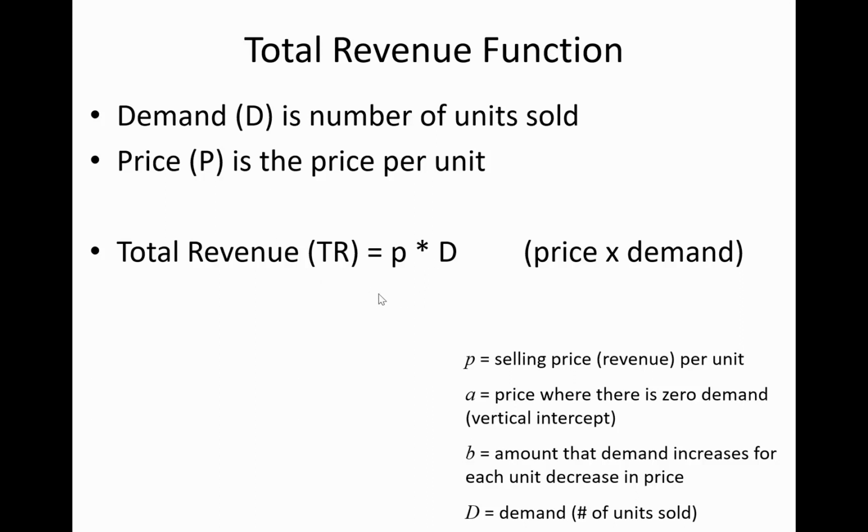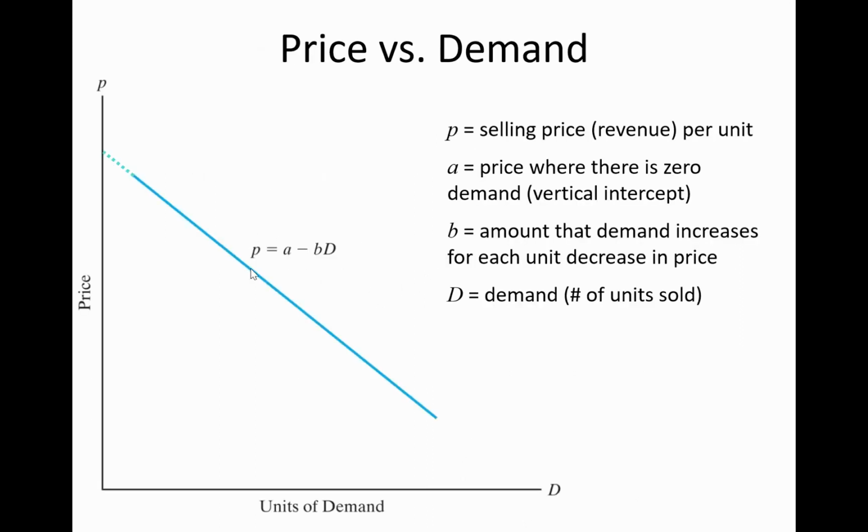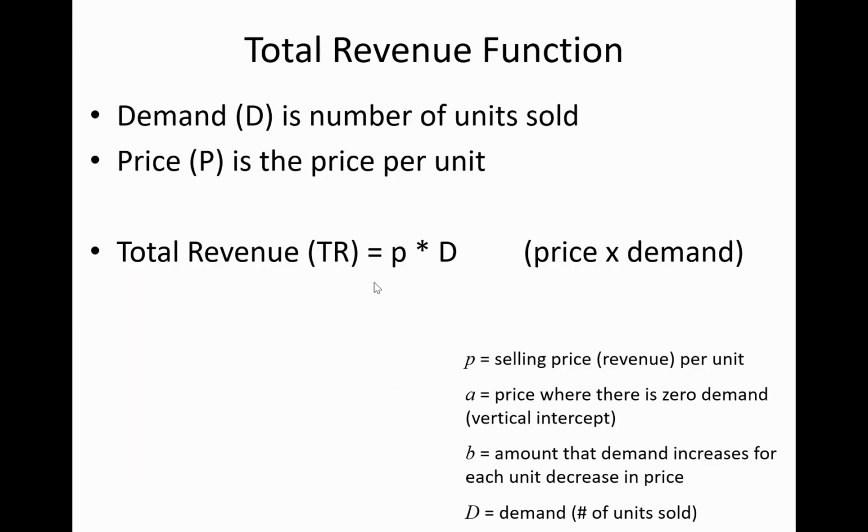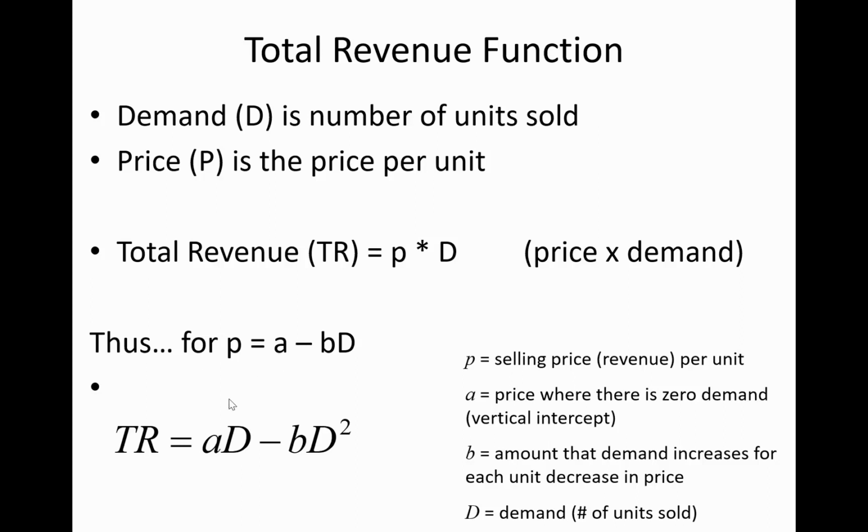Now remember, price has its own equation. Back from here, we said price, P, is A minus lowercase b times D. So A is the intercept, lowercase b is the slope of the line, and D is the number of units sold. So here, what if we substituted that bigger formula in for price? Then revenue becomes this. It's D times A, and then D times B times D. So AD minus BD squared.